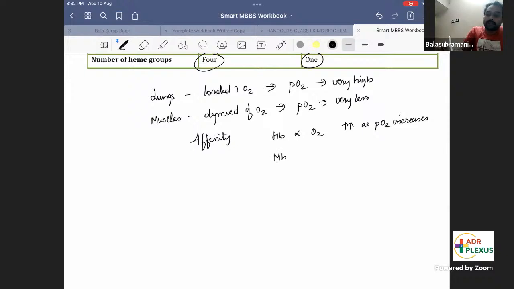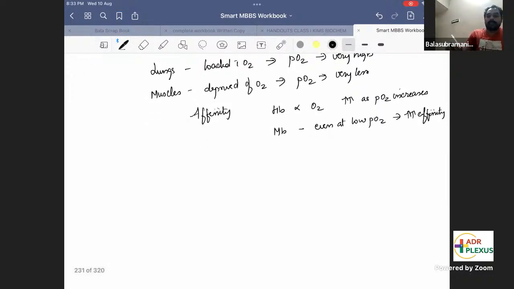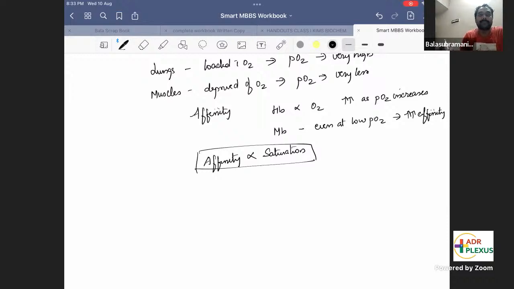But myoglobin is not like that. Even at low PO2, it has very high affinity. So it will catch hold of oxygen and store it. That's why myoglobin has very high affinity to oxygen compared to hemoglobin. And affinity is directly proportional to something called saturation. So more affinity means faster saturation.